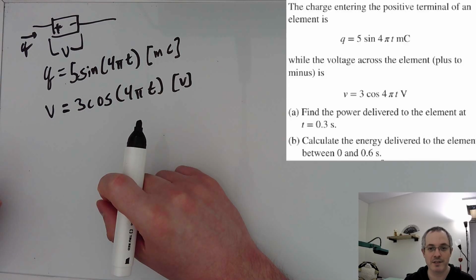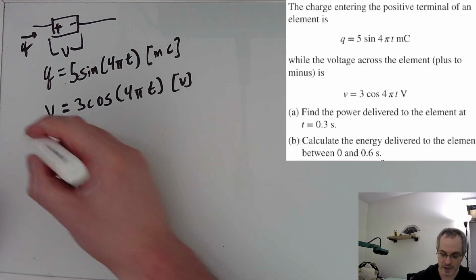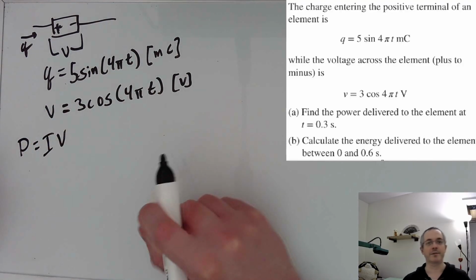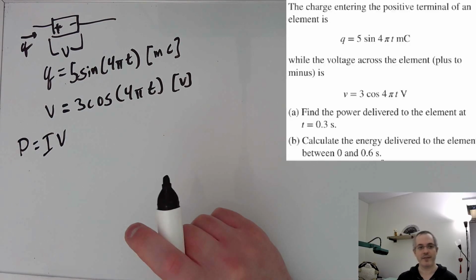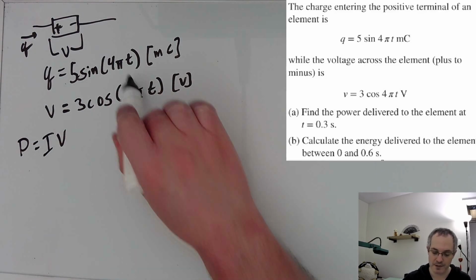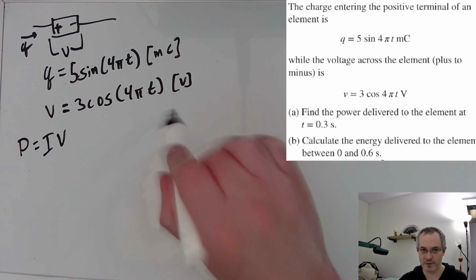So find the power delivered to the element at 0.3 seconds. Okay, fine. So power is current times voltage. Sorry, I got upset about that. It's just, they should specify, if they're going to say Q has these units but give a function, they need to specify what unit every variable in there is in.